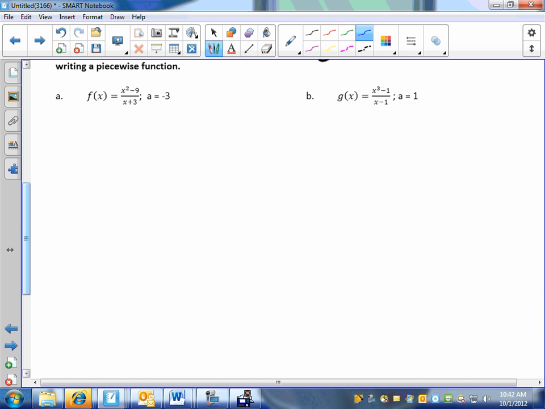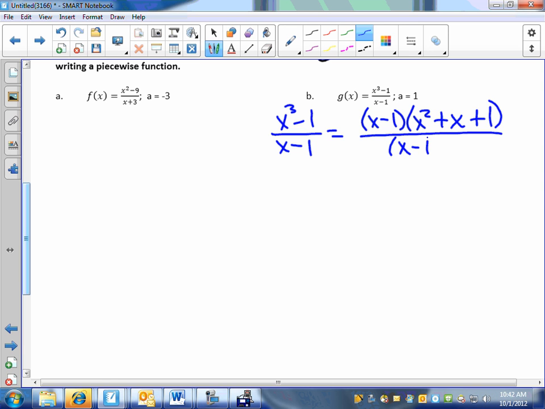How about this graph? Difference of two cubes. Thank you, Chrissy Munson. X to the third minus 1 over x minus 1. We know that this factors into x minus 1 times x squared plus x plus 1, all over x minus 1. Very good, Jalen. The x minus 1s will cancel, so this graph really looks like what? A parabola. That's what the graph looks like.